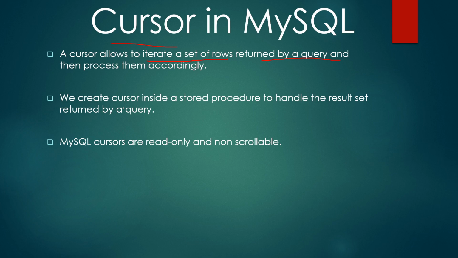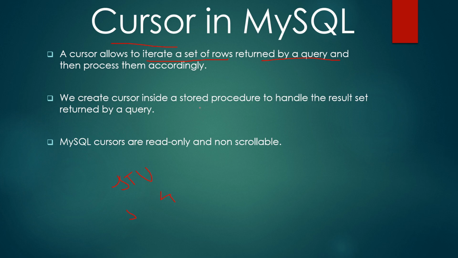Okay, so basically let's make it more easy. Let's say I have a table called student, I will just write here student stu, and if I fire any query, a select query, I get an output. So let's say I got 4 rows as my output. So what cursor will allow me is to iterate these 4 rows, so I can access the value, I can process them, I can perform some operation or can do any other operation. Okay, so this is what cursor does.